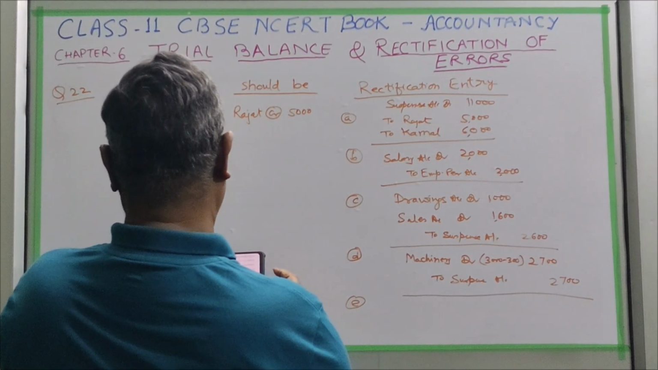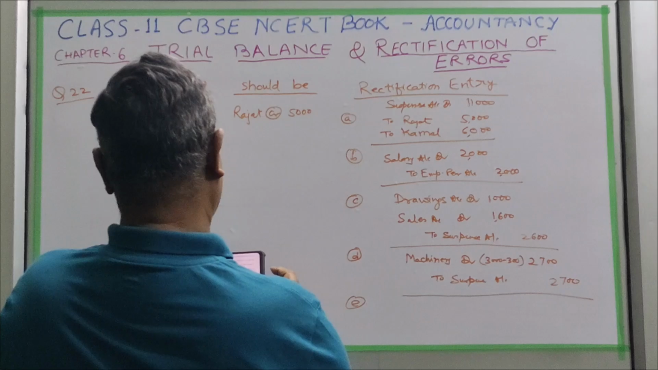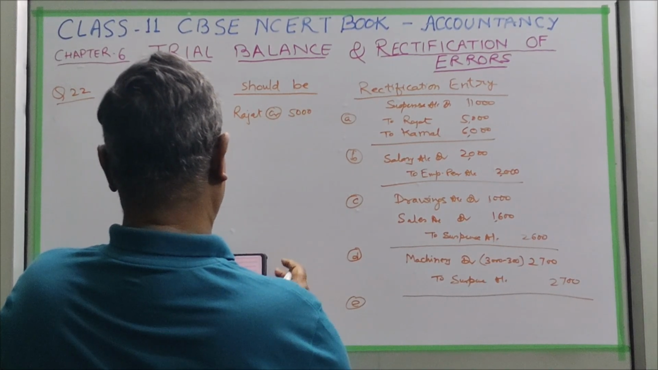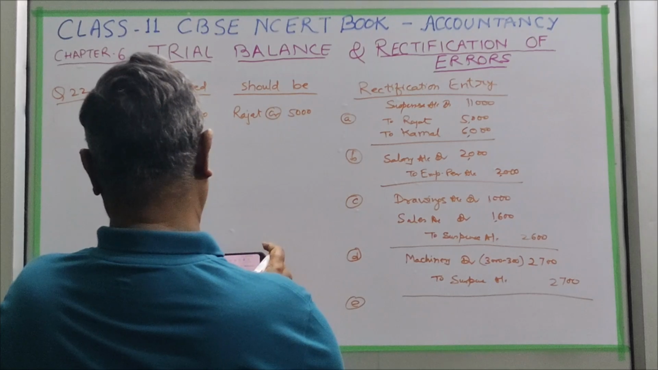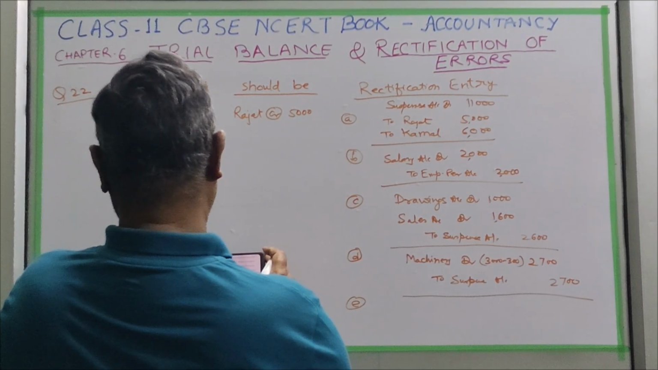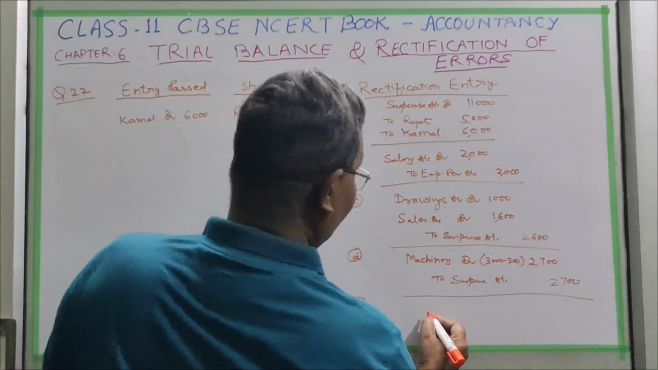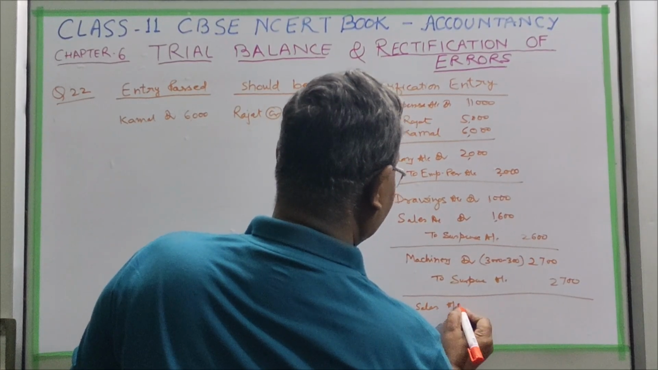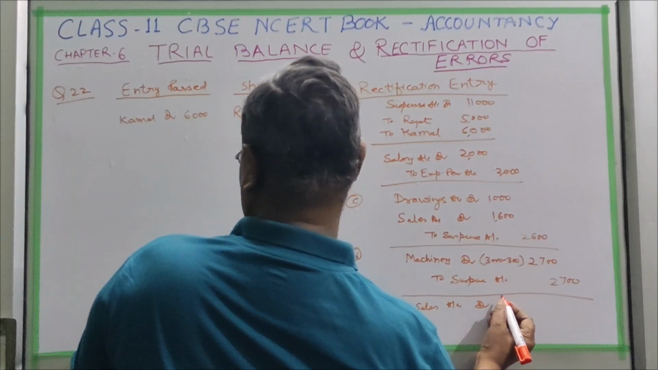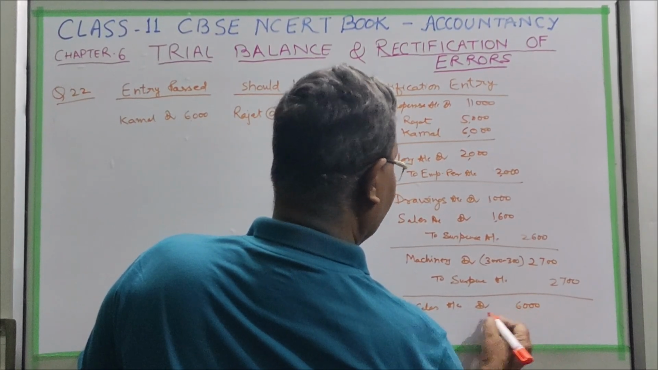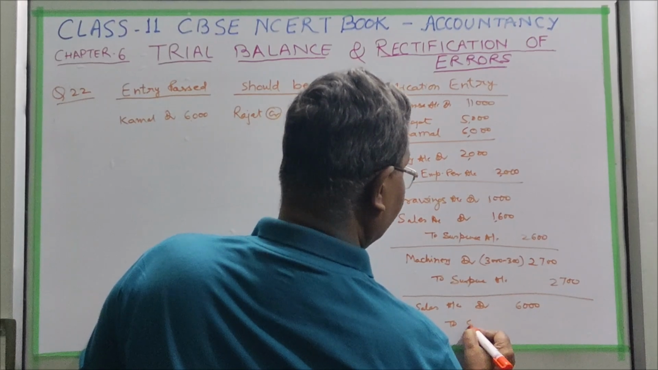Sales of old car 10,000 was credited to sales account as 6,000. So the sales of old car for 10,000 was credited to sales account as 6,000. So sales account you debit. You make a debit of sales account by 6,000 and to suspense account.